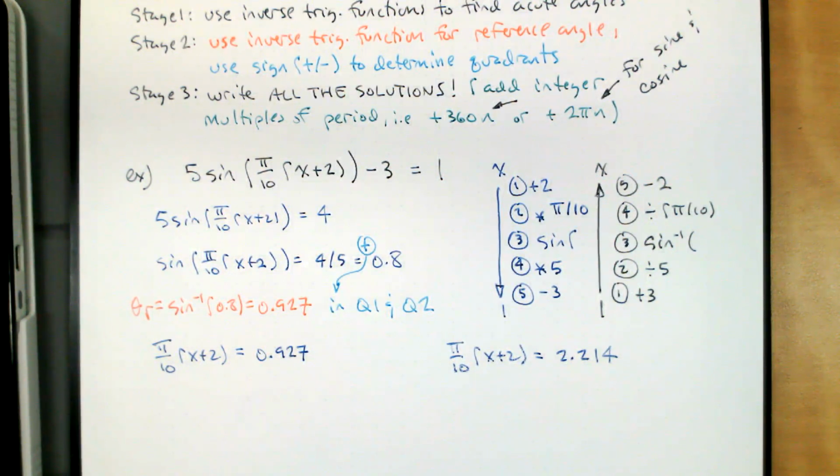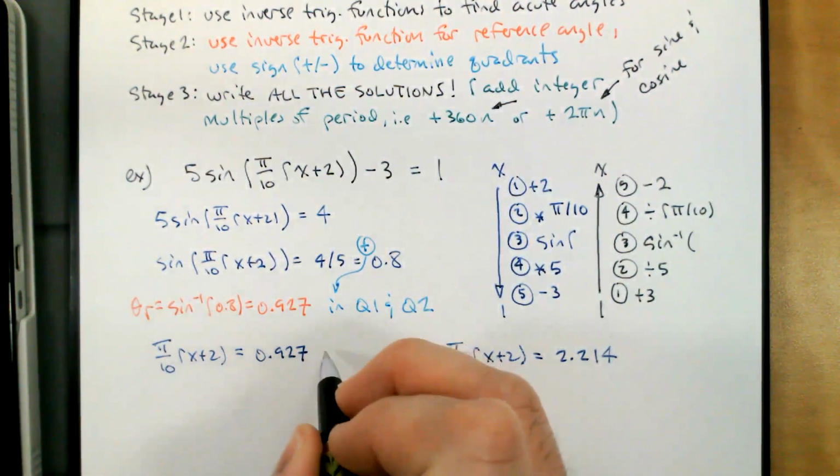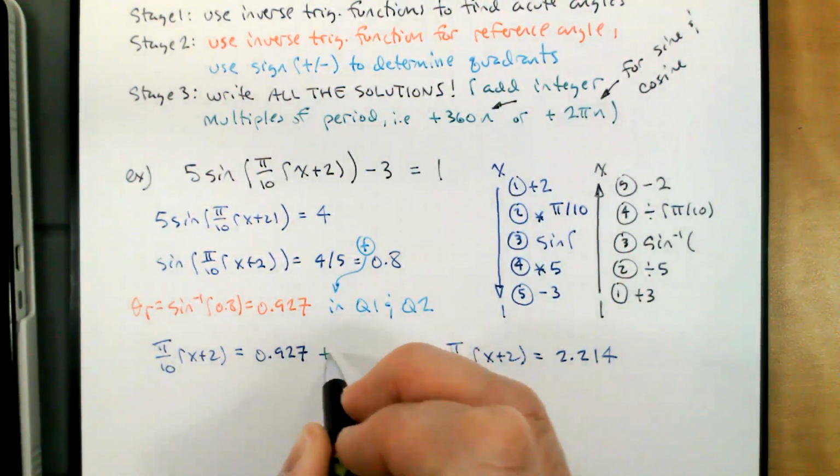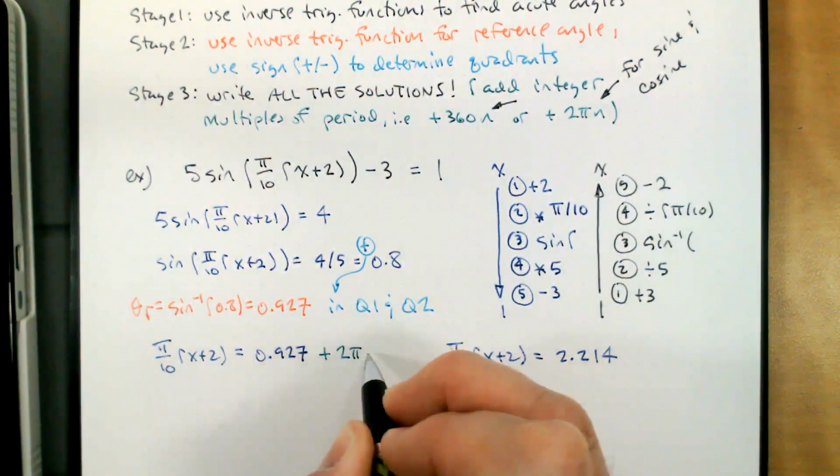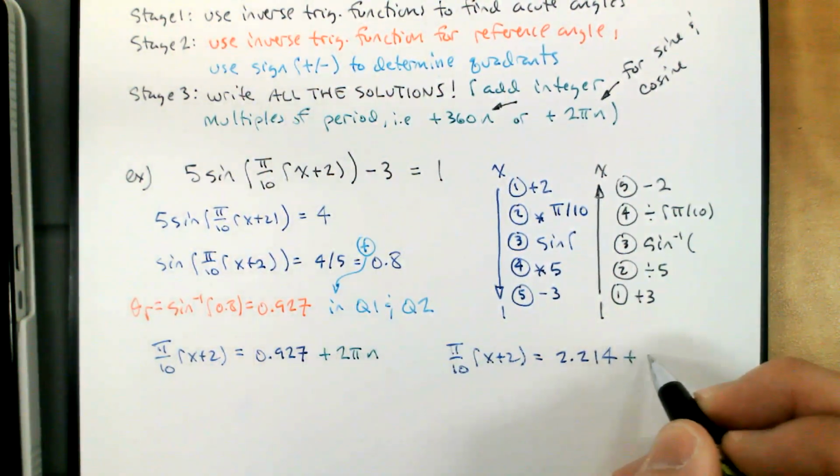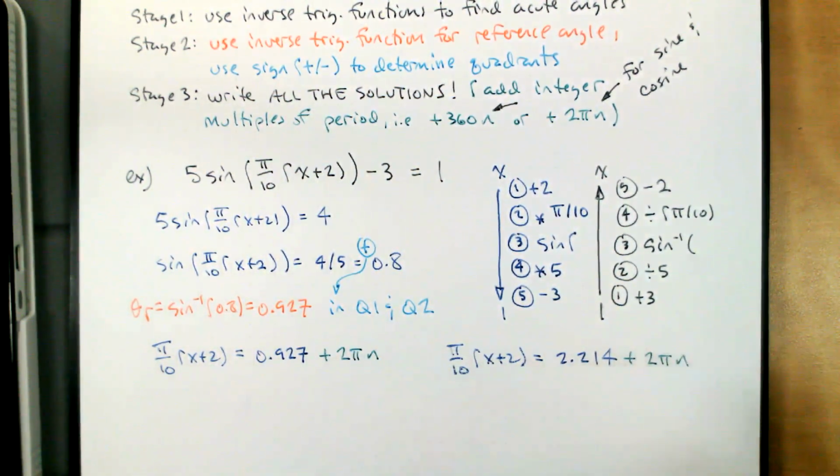The other thing that we have to do is add multiples of the period. So to get all the solutions, I have to keep going around the circle and stopping at everything coterminal with 0.927. So I just say plus 2 pi times n. There we are adding full circles.